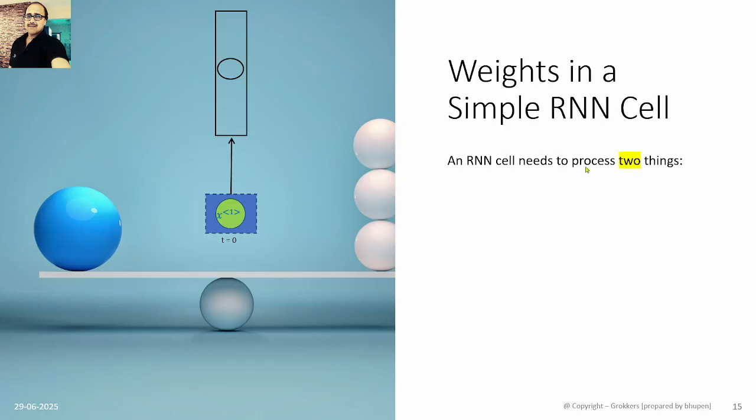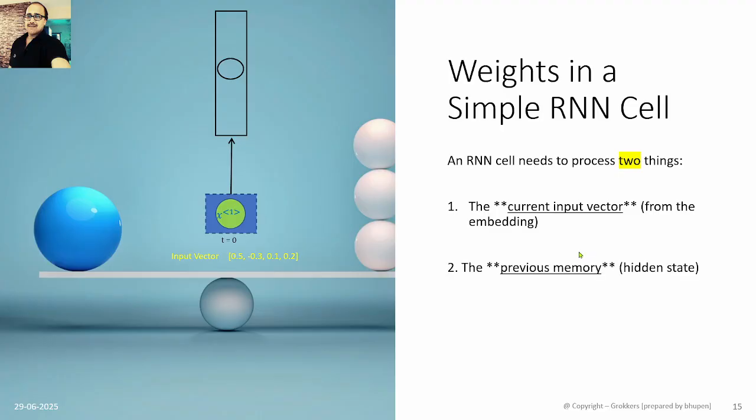Essentially, RNN cells need to process two things. One is the input, which is the current input vector. It can be a scalar number or it can be an embedding. An input vector that is an embedding can be pushed to the RNN cell as an n-dimensional vector. It also needs to process the previous summary, or rather the summarized view of the previous input, and that's called the hidden state. So it has to handle two inputs.